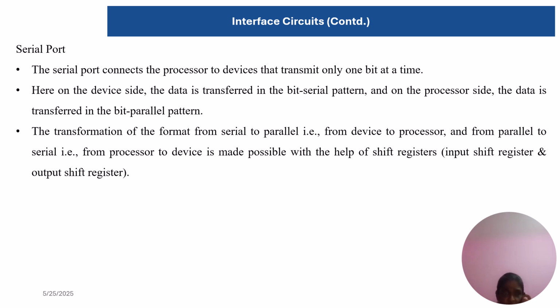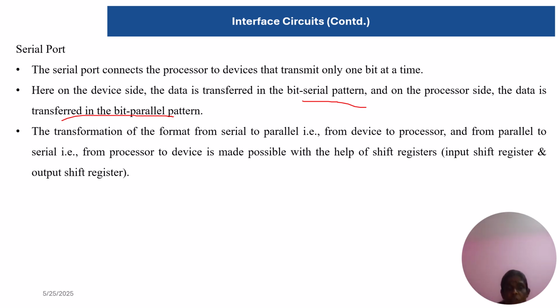Here, on the device side, the data is transferred in a bit-serial pattern, and on the processor side, the data is transferred in a bit-parallel pattern. I will show this in the next diagram. So the processor handles the data in parallel, but IO devices handle the data serially. That is why the processor speed is high, but serial input-output devices are very slow, because they handle the bits one by one.